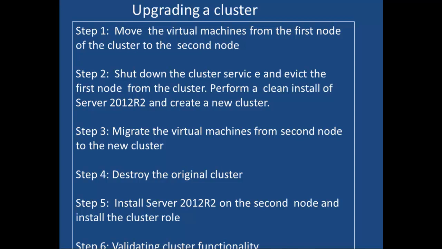In Server 2016, we have what is now called a rolling upgrade, where we can actually upgrade the cluster without shutting down the cluster service by upgrading one node at a time, removing that node, upgrading it, and joining it back to the cluster until the entire cluster is upgraded.